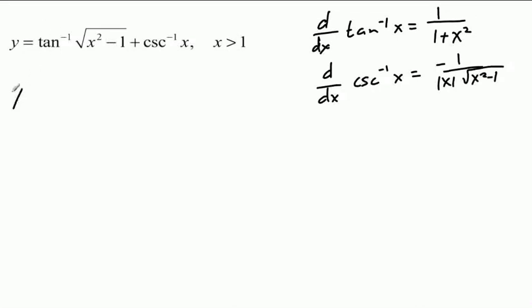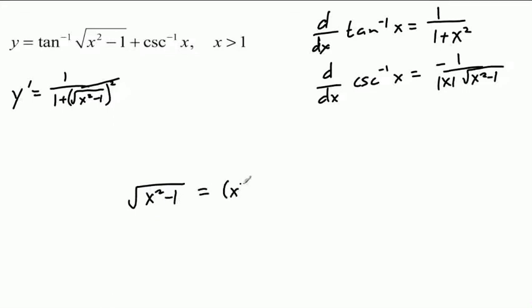So y prime is going to be the inverse tangent of this stuff. So that is going to be 1 over 1 plus the square root of x squared minus 1 squared. And then it's going to be the derivative of the inside. Well, the derivative of the inside is going to be the square root of x squared minus 1, which I can actually rewrite as x squared minus 1 to the 1/2.